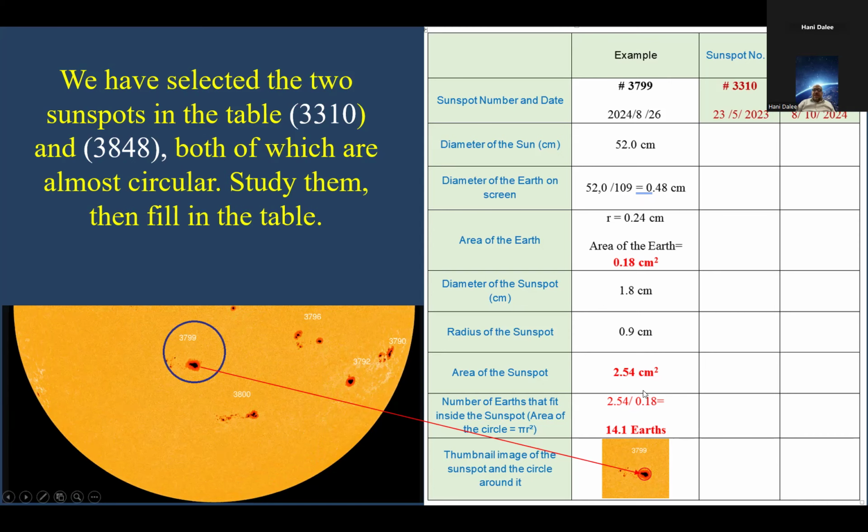Now, by dividing the area of the sunspot by the area of the Earth, the small globe, I'll get how many Earths this sunspot will include or engulf. Okay, and you have to do this for both.